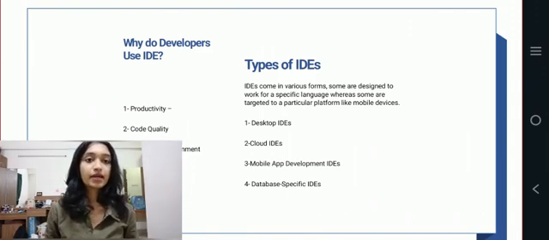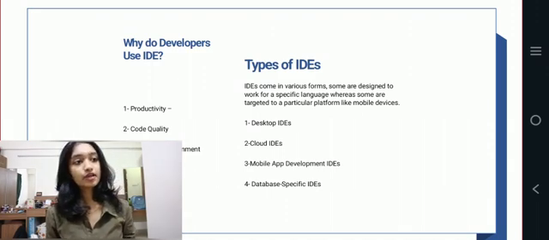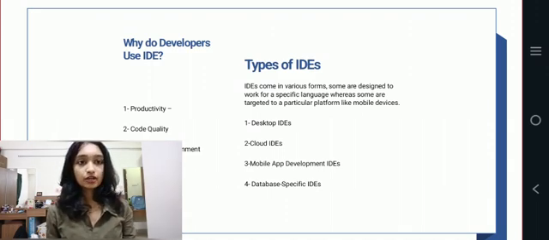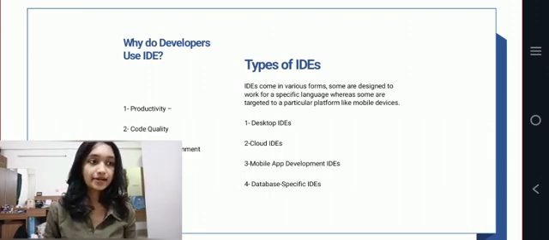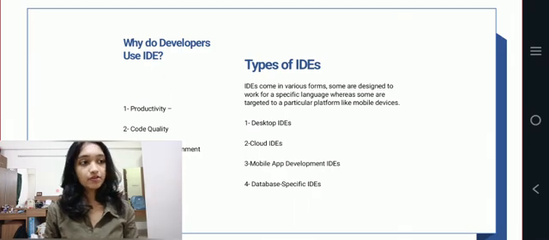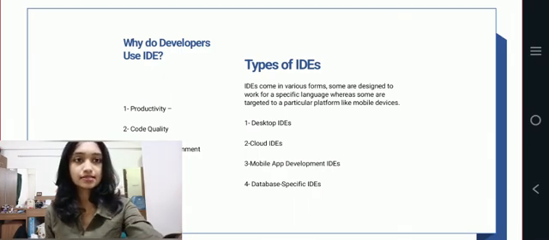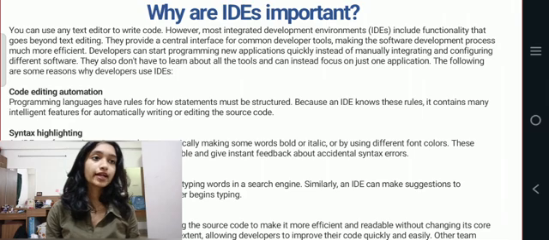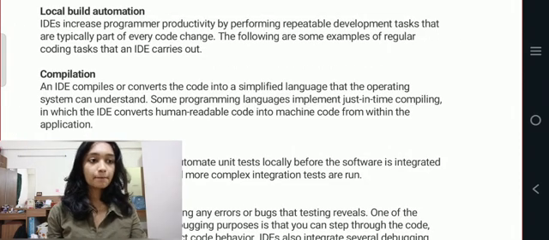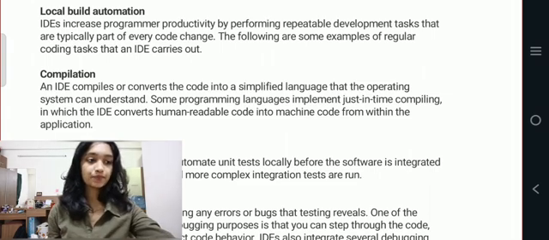Types of IDE. There are many different types of IDEs. Most of them are designed to work for specific languages, while some of them are used to perform on particular platforms like mobile devices. Some examples of IDEs are desktop IDEs, cloud IDEs, mobile app development IDEs, and database specific IDEs. Some of the other features provided by IDEs are code editing automation, syntax highlighting, intelligent code completion, refactoring support, local build automation, compilation, testing, and debugging.